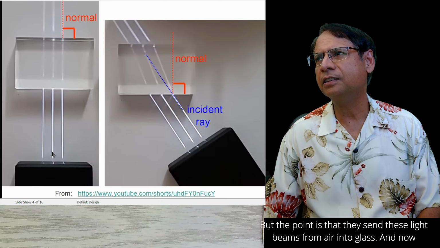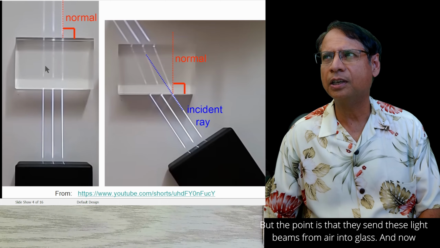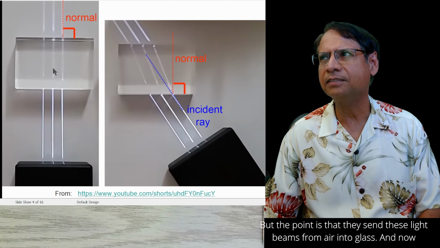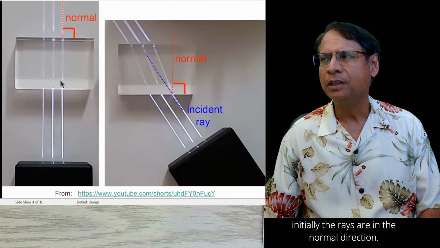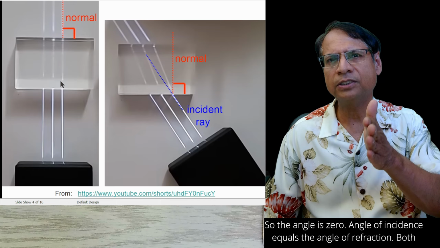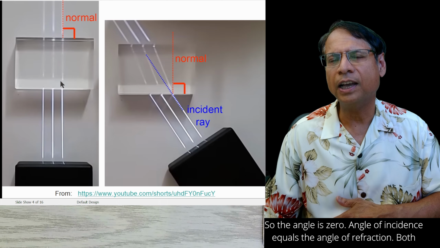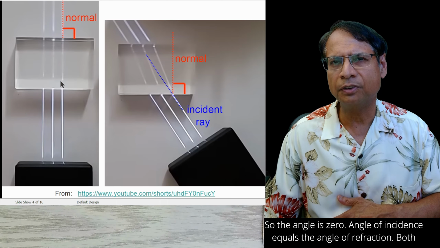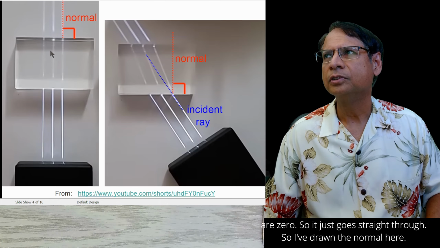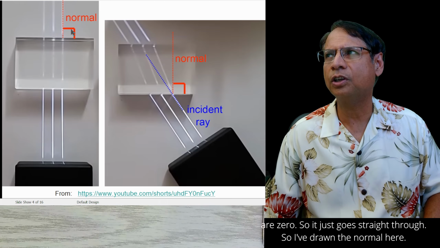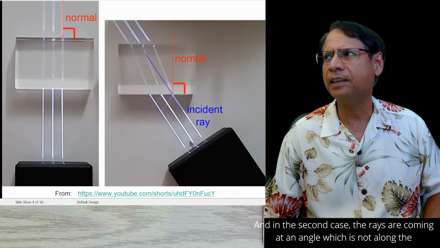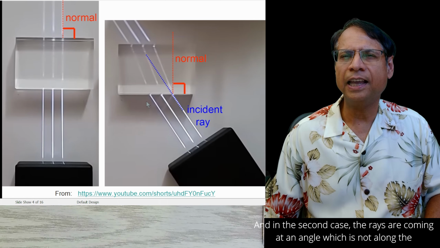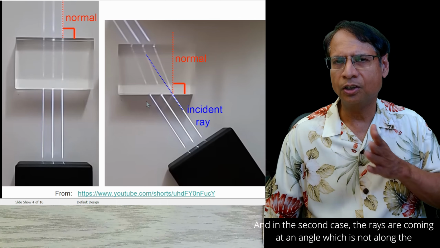But the point is that they send these light beams from air into glass. And now initially the rays are in the normal direction. So the angle is 0. Angle of incidence equals the angle of refraction. Both are 0. So it just goes straight through. So I've drawn the normal here. And in the second case, the rays are coming at an angle which is not along the normal.